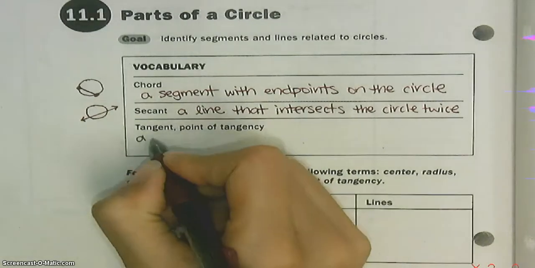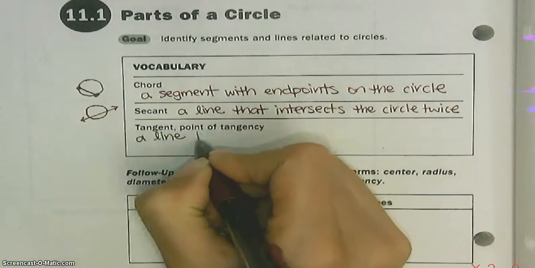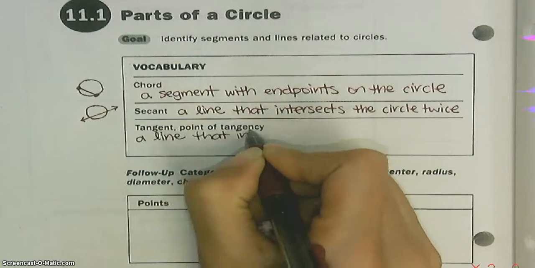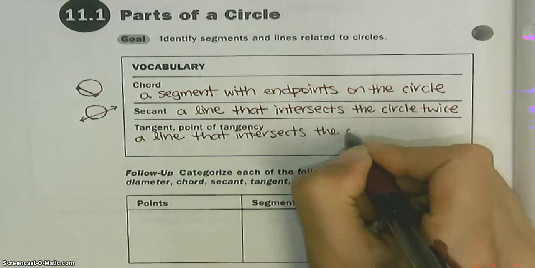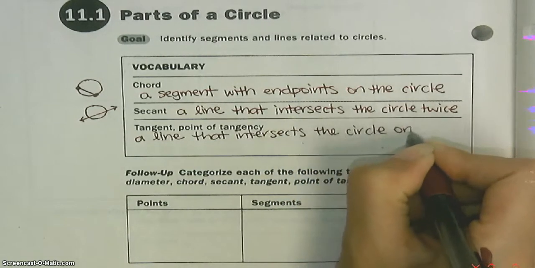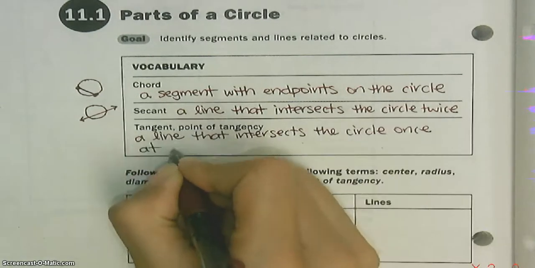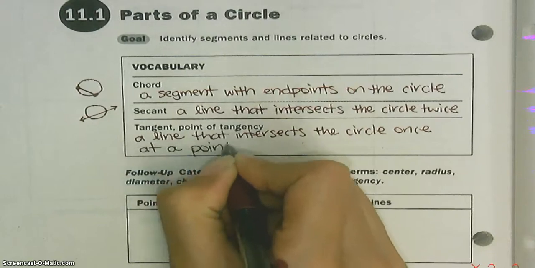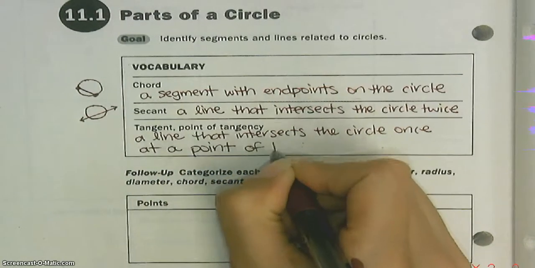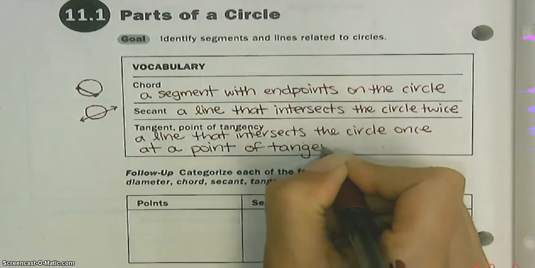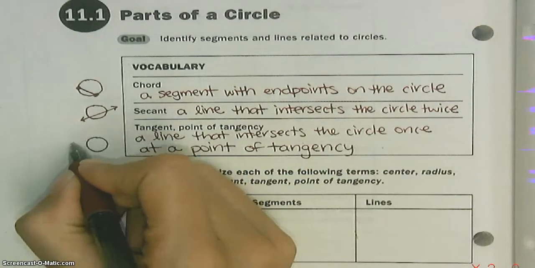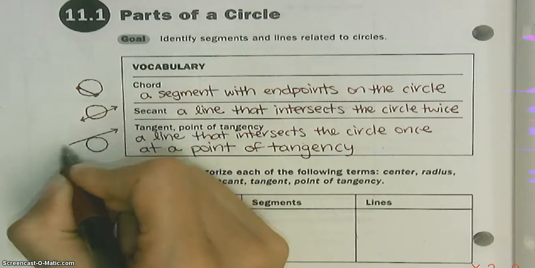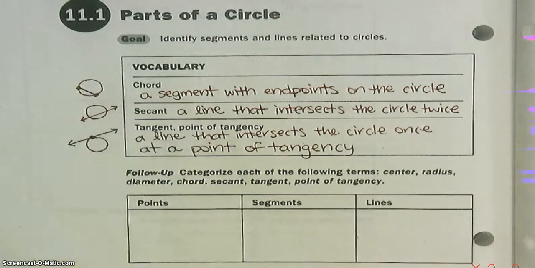A tangent is a line that intersects the circle once at a point of tangency. So now we've got a circle and it only touches once, so it's going to be something like that. And there is your point of tangency where it touches once.